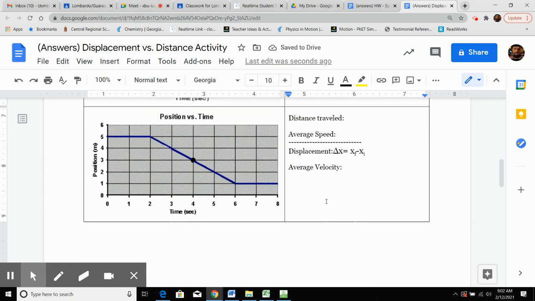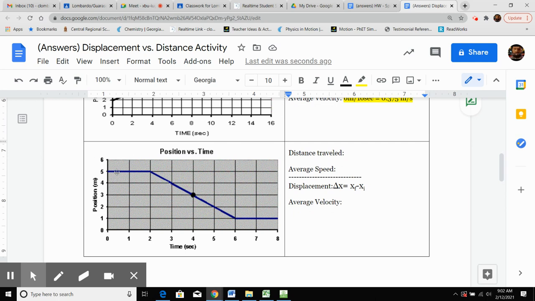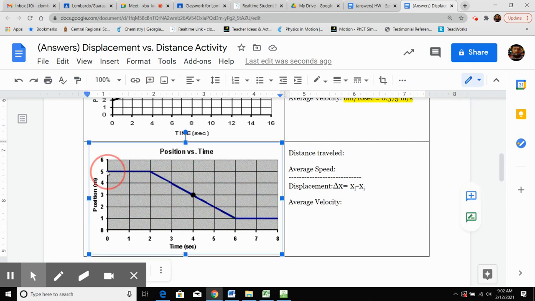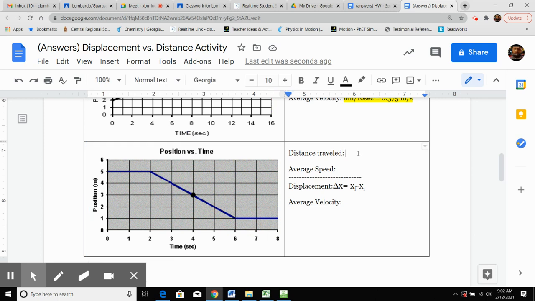All right, let's go to the next position time graph. So let's figure this out. Where are we starting at? 5. Okay. So are we moving from 0 to 2 seconds? No, because our position doesn't change. From 2 seconds to 6 seconds, we changed our position, right? We were at 5, and now if I go here and then go to the y-axis, I'm at 1. So how far is that? 5 to 1 is how far? Okay, and then we don't move again. So the total distance traveled, guys, is going to be 4 meters.